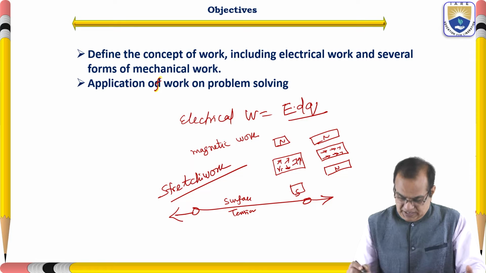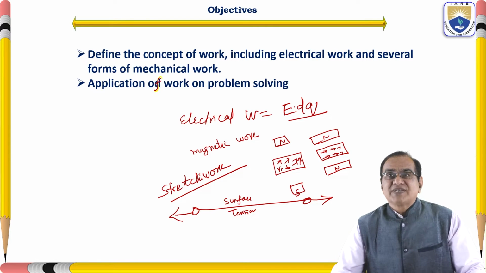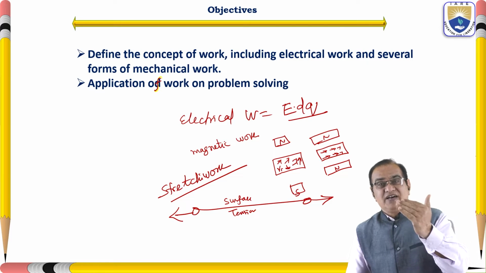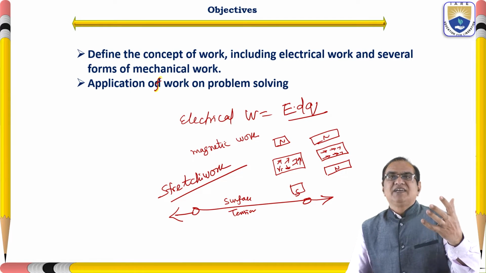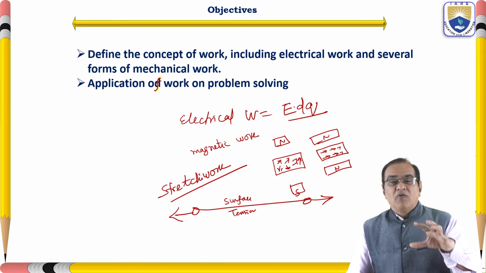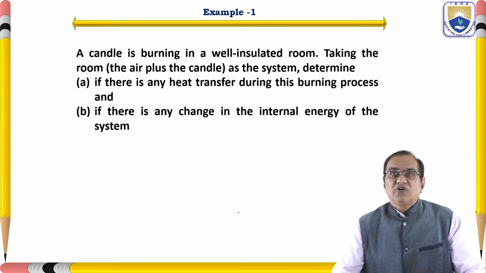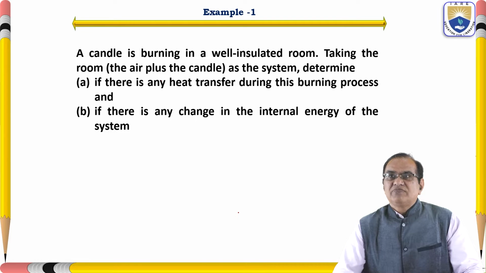Next I am going for some problems, and you can see that in these problems I will be describing very simple and basic things, and the numerical problem will give you the exact explanation of the work and how we can go ahead step by step. I am going to explain. So here I am just giving a simple problem. A candle is burning in a well insulated room, taking the room, the air plus the candle as a system.